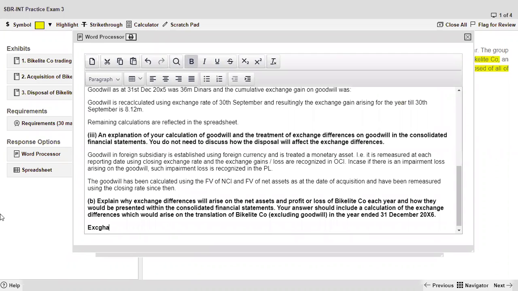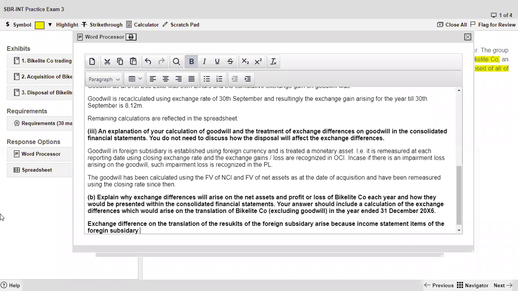The exchange differences on the translation of the results of the foreign subsidiary arise because the income statement items of the foreign subsidiary are translated using average exchange rates. For the SOFP, the assets are translated using the closing exchange rate.